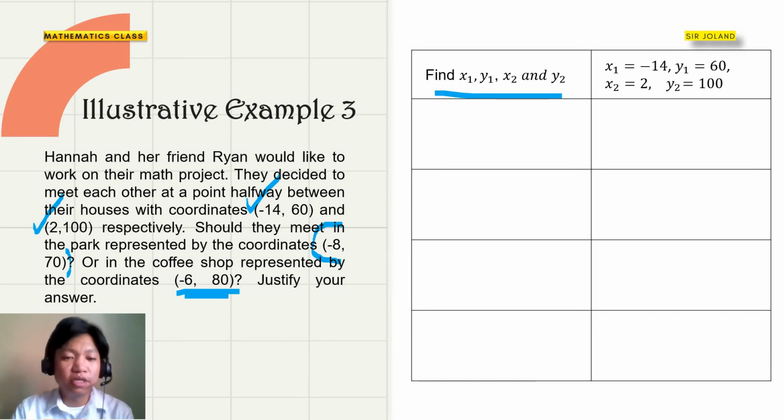Okay, so again, kung ang ating first point ay yung negative 1460, so nasa kanya si x sub 1 at saka si y sub 1.